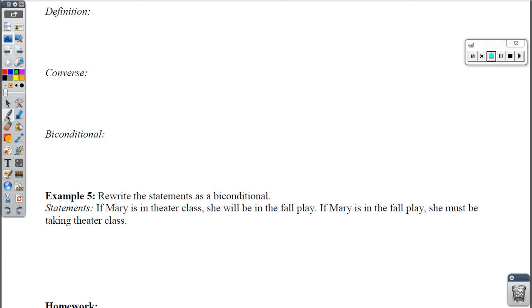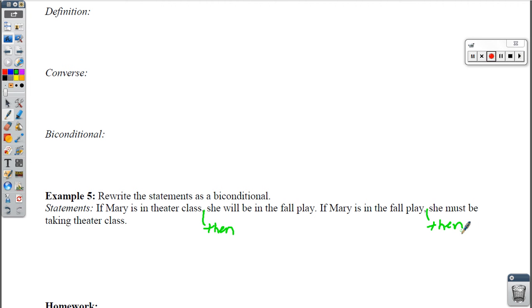Last thing we're going to do is write example 5 here as a biconditional. There are two statements. One statement is, if Mary is in theater class, she will be in the fall play. You can think of there being a then right here. There's not one written there, but it may help to think of that as an if-then. Same thing over here: if Mary is in the fall play, then she must be taking theater class. So these are the same statement, just switched around. These are converses of each other.